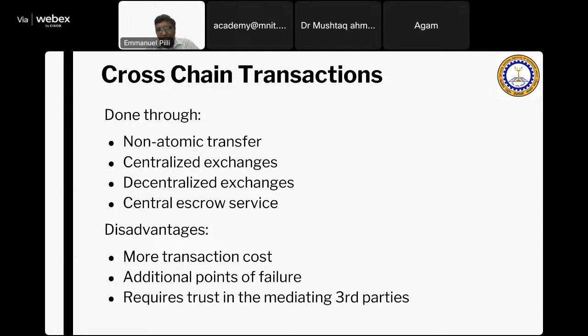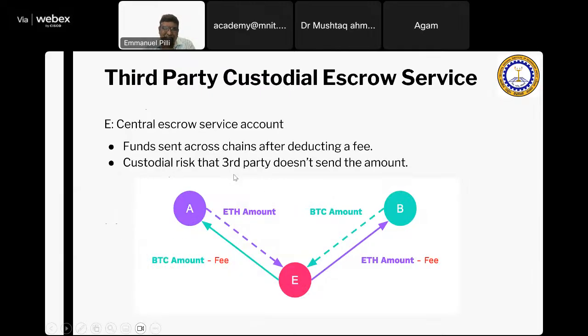So the disadvantages are, for all these transactions, they charge money. So you lose a lot of transaction cost. You have additional points of failure. Somewhere the transaction fails. Now, whom do you ask in a blockchain environment? Very difficult, right? It requires trust in the mediating third parties as well. So that's the cross-chain transactions that we look at.